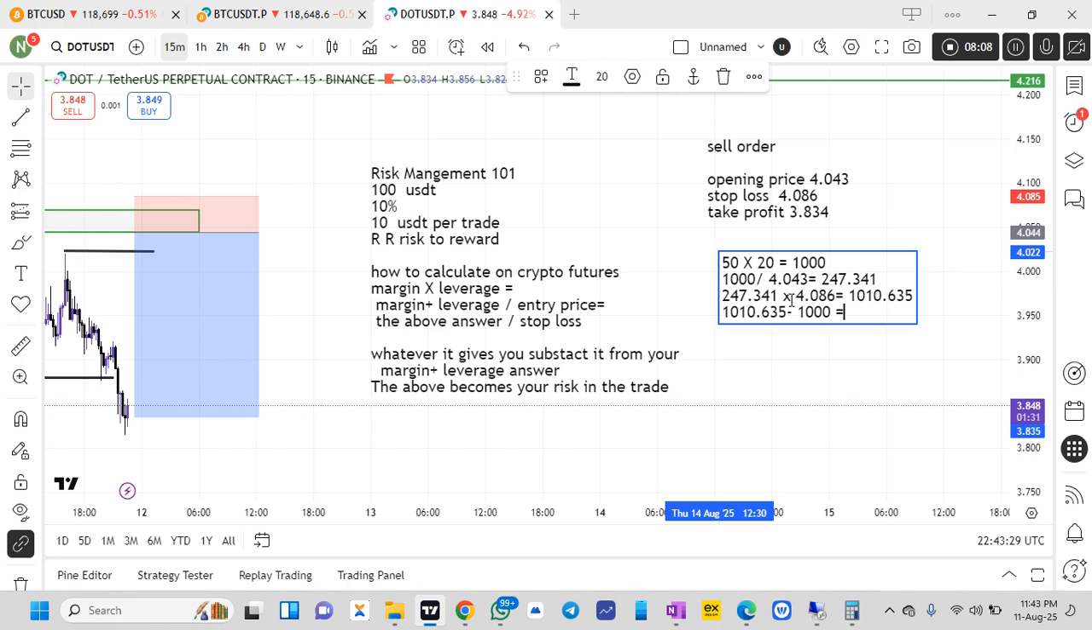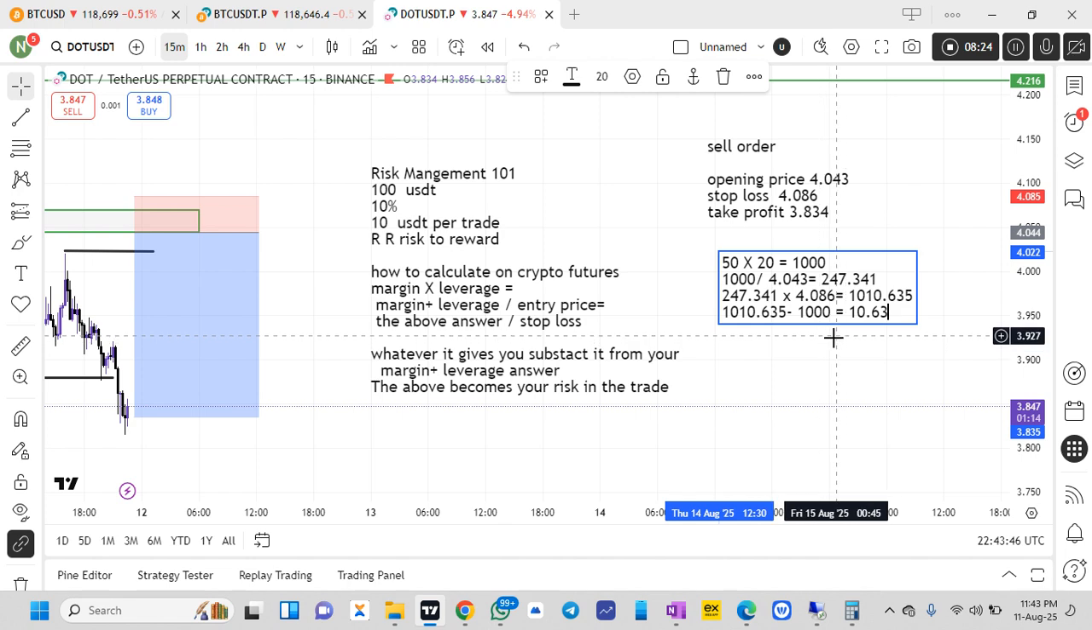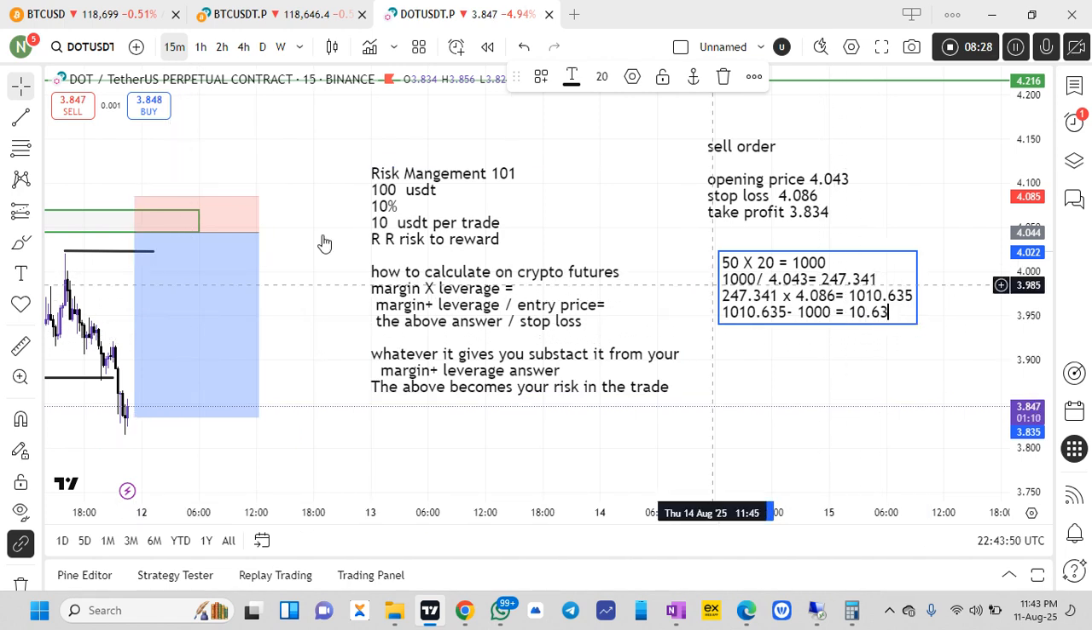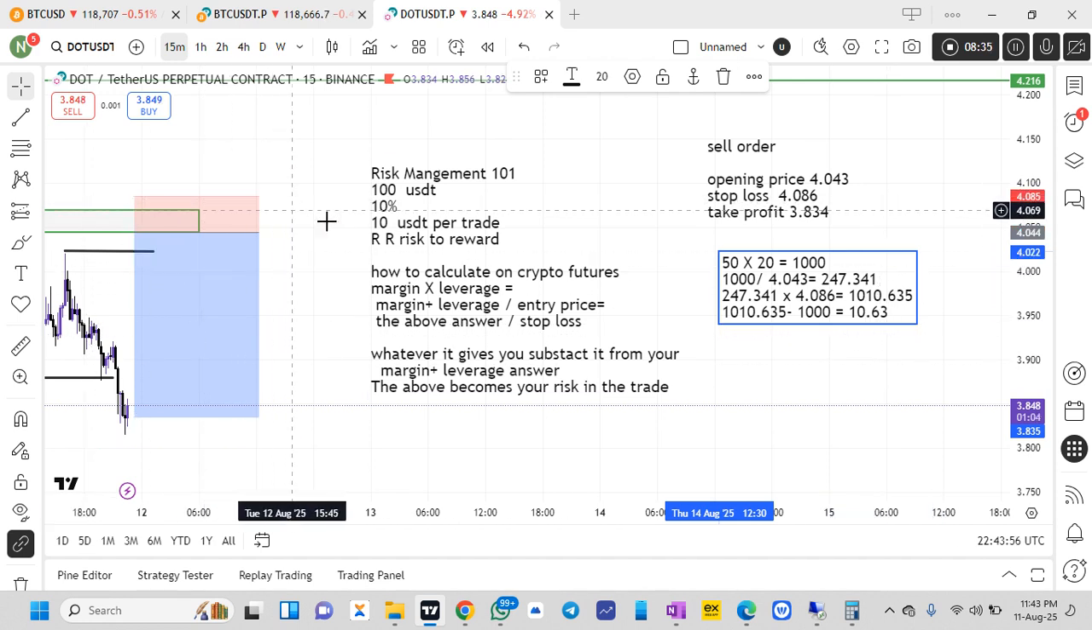And our answer will be 10.63. So from this, we've now ascertained what we are risking in this particular trade. It means that we are losing $10.63 if this thing should go to SL.